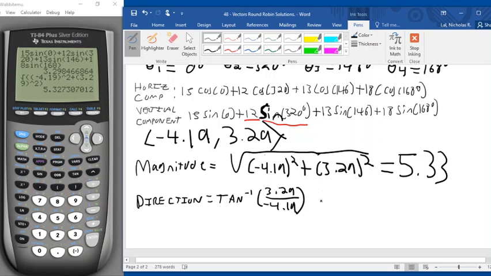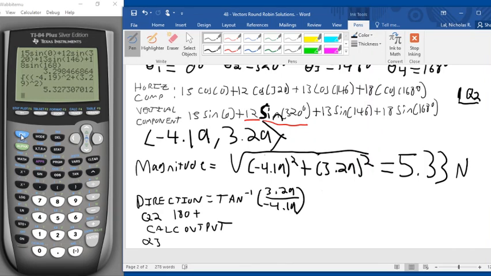For our direction, we have the inverse tangent of 3.29 over 4.19. Notice our x value is negative and our y value is positive, putting us in quadrant 2. And our quadrant 2 angle, you do 180 plus the calculator output. And that's true for quadrant 2 and quadrant 3.